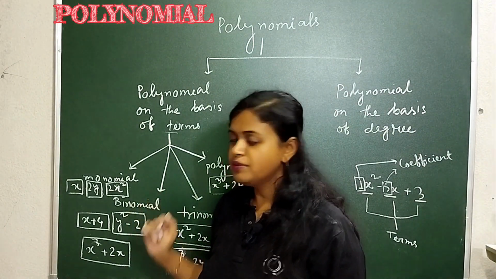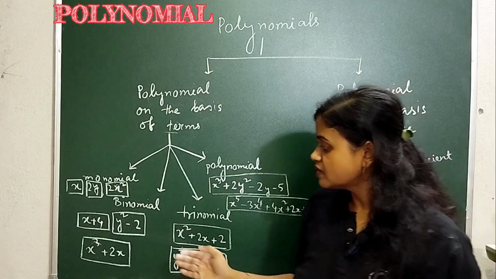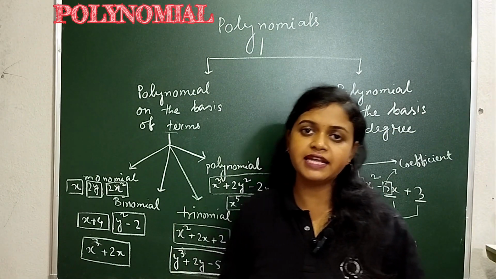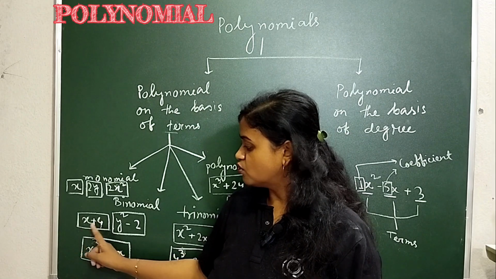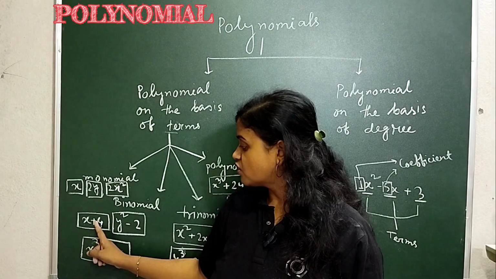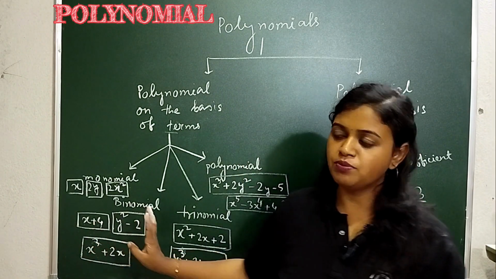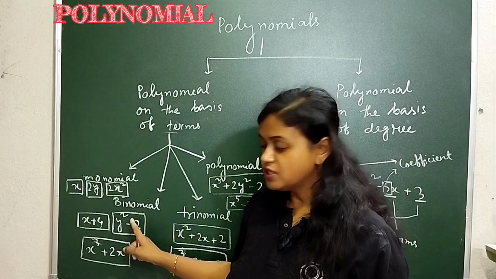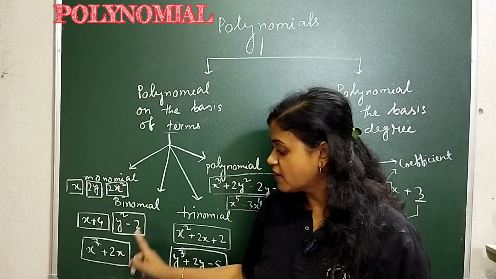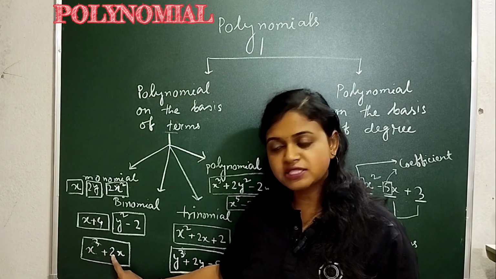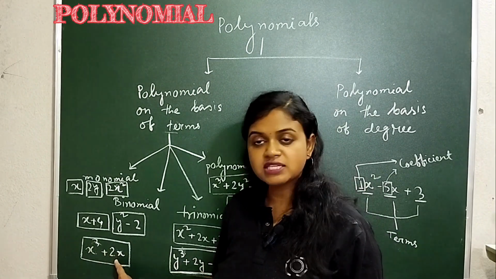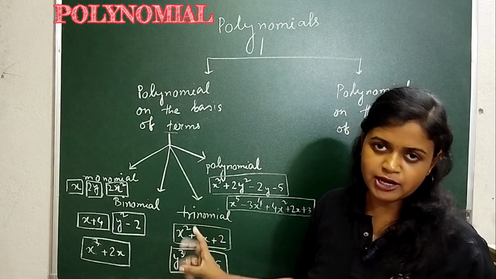Next, binomial. What is a binomial? When an algebraic expression contains only 2 terms, like x plus 4, there are 2 terms only here. So that is called a binomial. y square minus 2 is a binomial because there are 2 terms. x cube plus 2x: x cube is one term, 2x is another term. So x cube plus 2x is an example of a binomial.